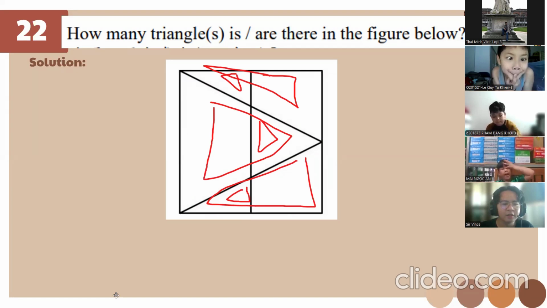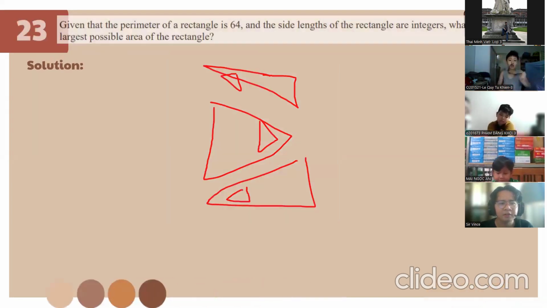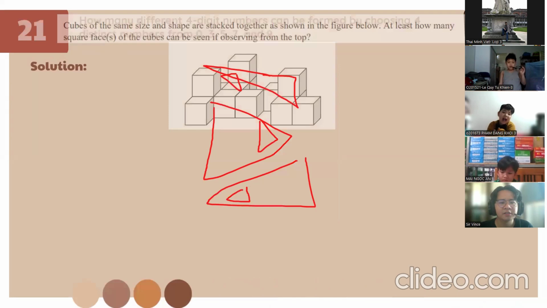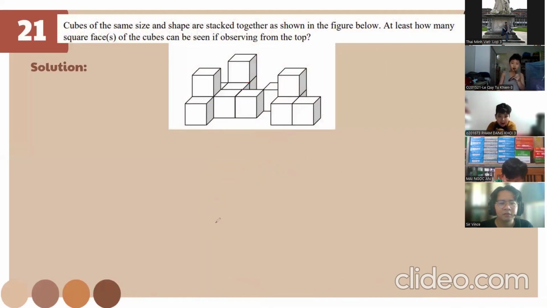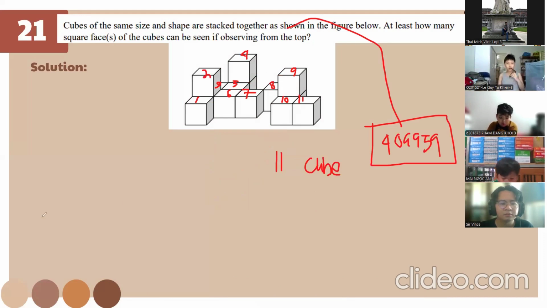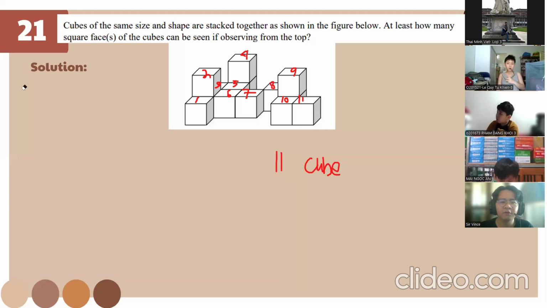So I'll get back to Mr. Cam. Okay, this is 21, sir. 11 cubes. So viewing the cubes from the top. Okay, I'll go to number 11.